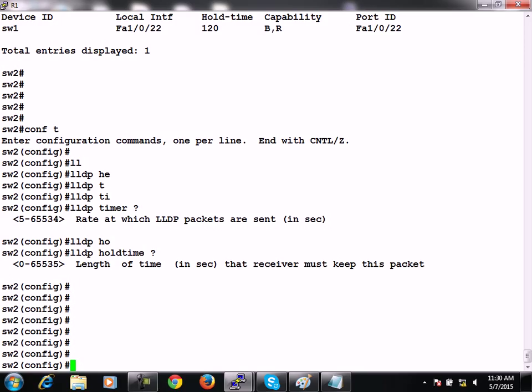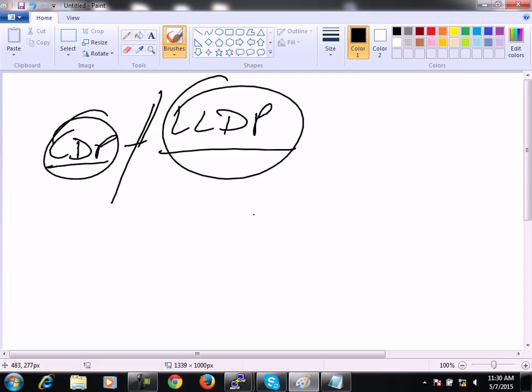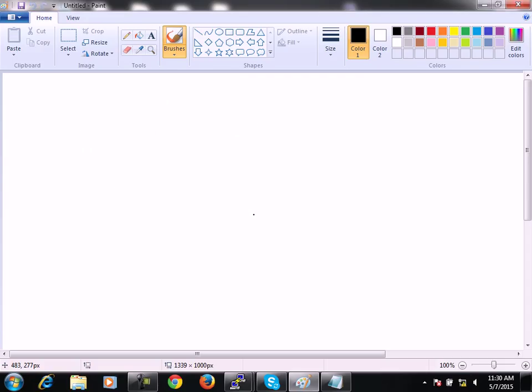So CDP and LLDP are also done now. EtherChannel is done, VTP is done, inter-VLAN routing using a router, I mean router-on-a-stick, is done, and of course trunking and all, right? So the next topic is now STP, the Spanning Tree Protocol. Fine. The very first question which occurs here in STP is, why do we need to enable STP on switches?